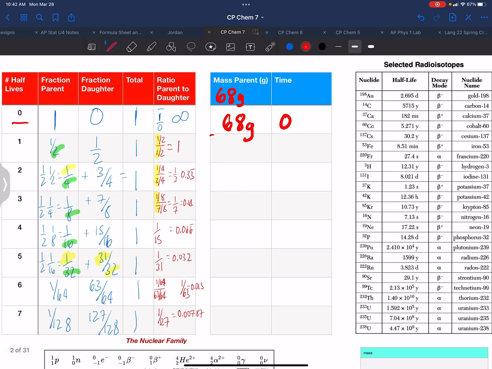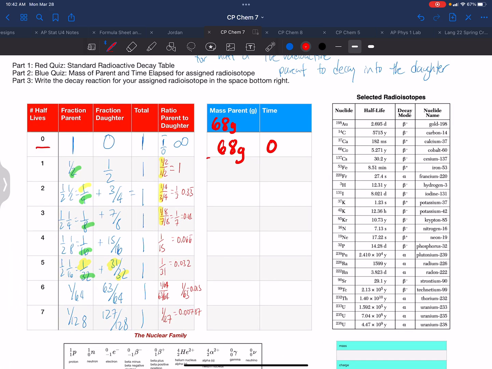Now, we also have to know what isotope we're talking about, what radioisotope. So let's suppose we had, and I'm just going to randomly pick one, nitrogen-16. The half-life is 7.13 seconds. So after one half-life, 7.13 seconds will have happened. And after 2 of those, that would be 14.26. And after 3 of those, it would be 21.39.